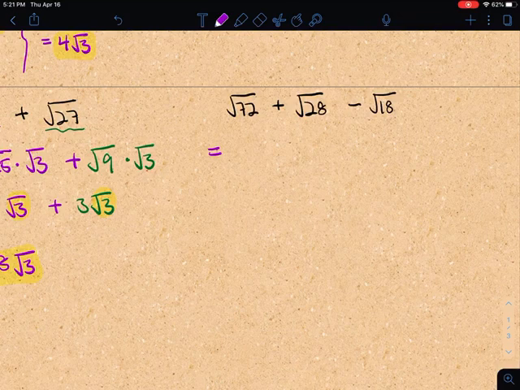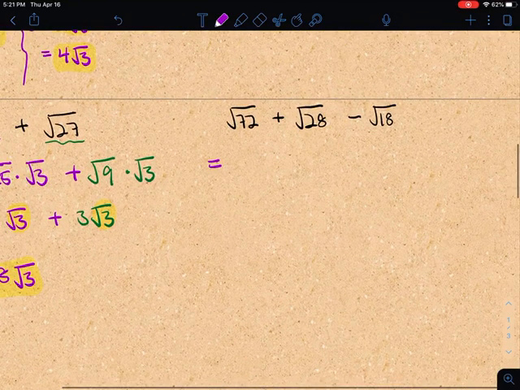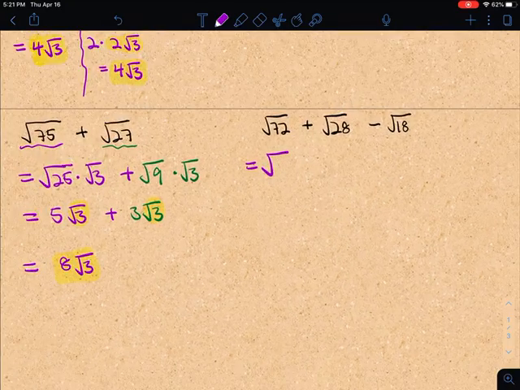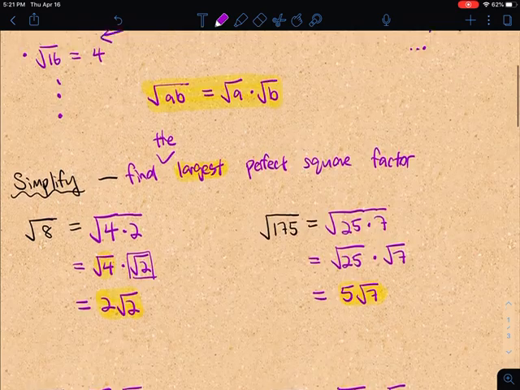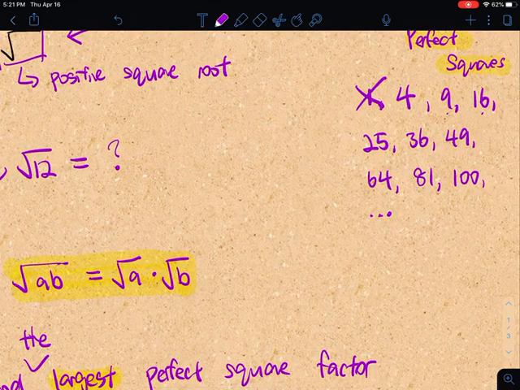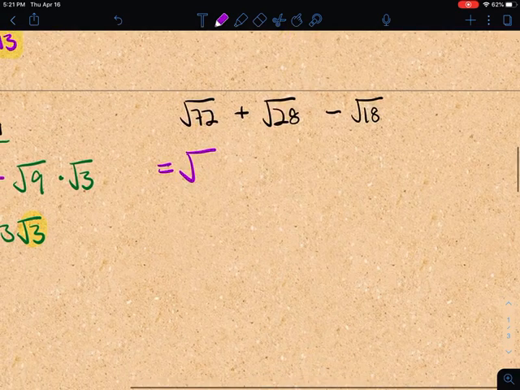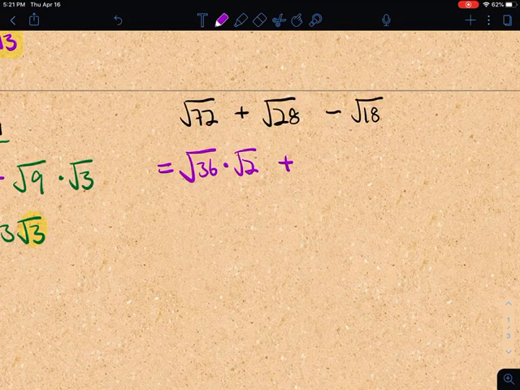Okay, and then kind of last one for practice. Again, we can't just add or subtract these yet. Let's simplify first. 72, simplify that. What's the largest perfect square that can go into 72? Again, a bunch of these will work actually. 4, I think, will work. 9 will work. But you want the largest one. And in this case, I think it's going to be 36.